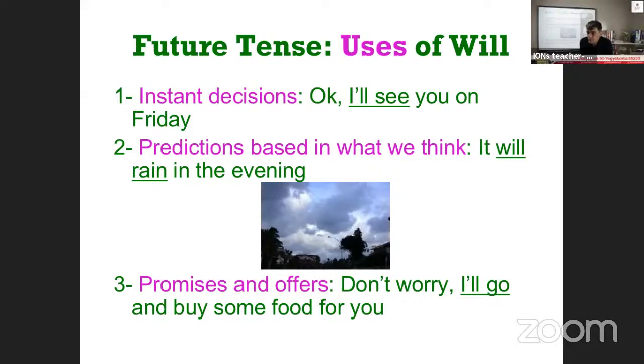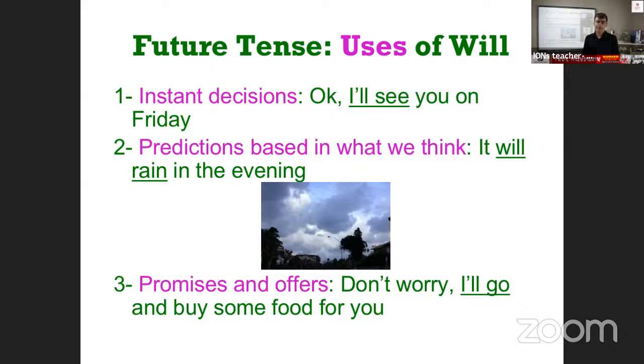Also, because there is another form of the future, which is not going to, but it's just the ing form. So basically the present continuous. In the present continuous, you can also refer to the future. It's very possible. How do you do that?